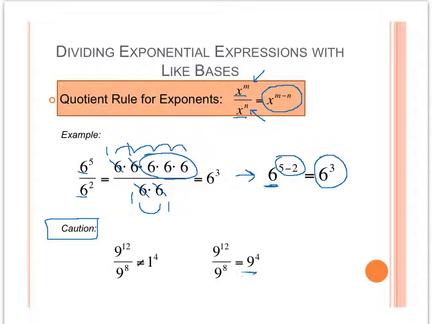Now, you want to be careful when utilizing the quotient rule because you want to make sure you're leaving the like base, and you do not want to divide through by that like base. In this case, if you divide through by 9, you're left with a 1. You keep the like base and then subtract those exponents.